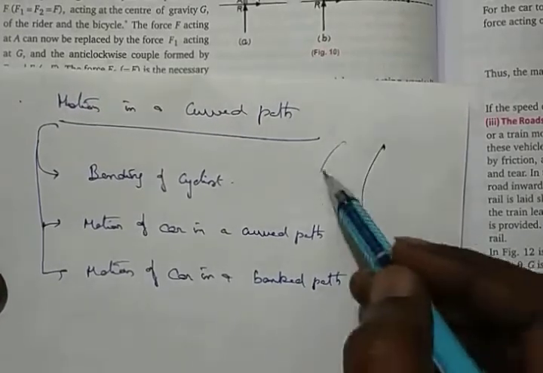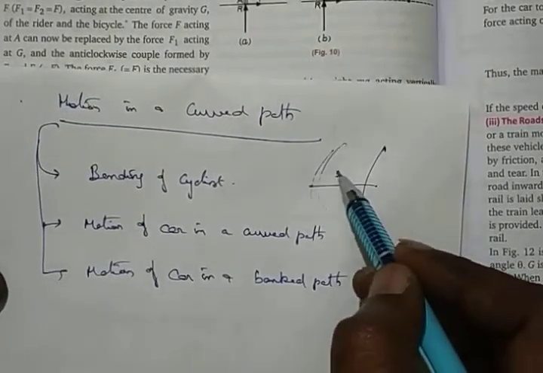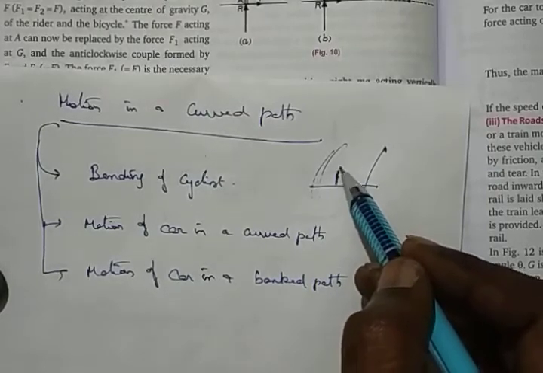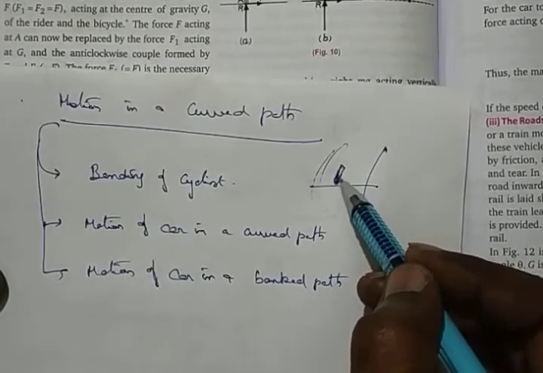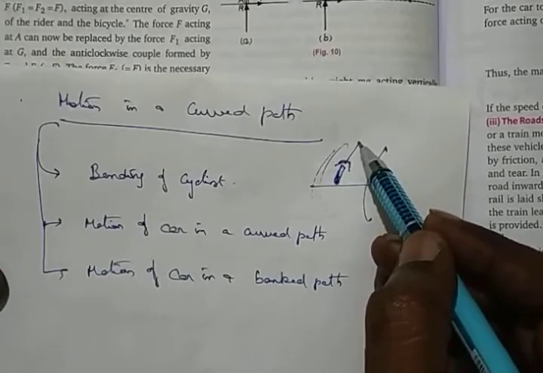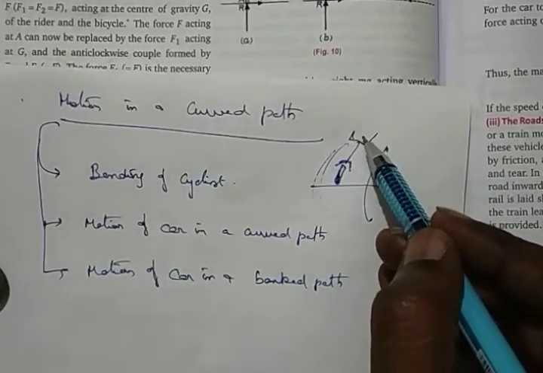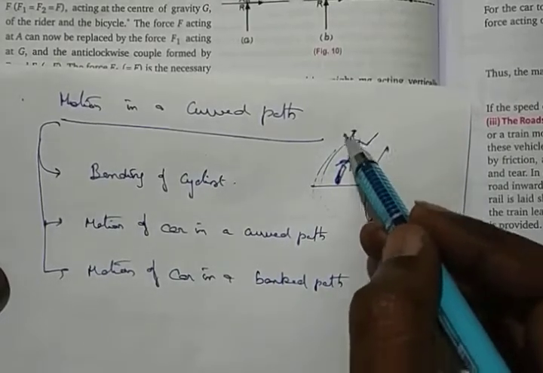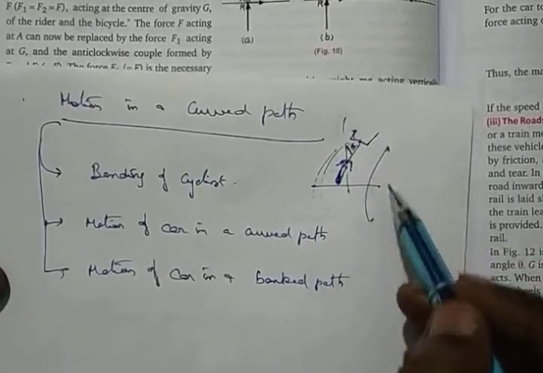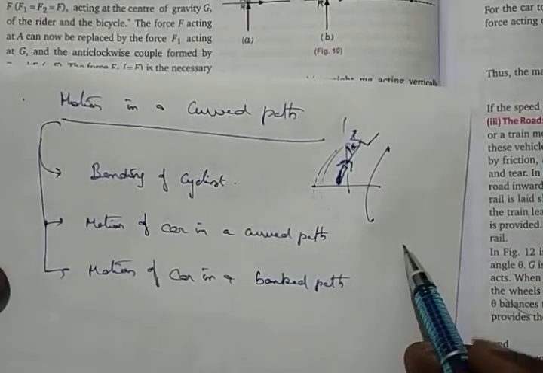So when the curved path is there and a cyclist is coming, what happens? The cyclist will bend towards one direction. So you would see this one, and the cyclist is bending towards one direction. This is the thing, and there is theta here. All these things you would have learnt.